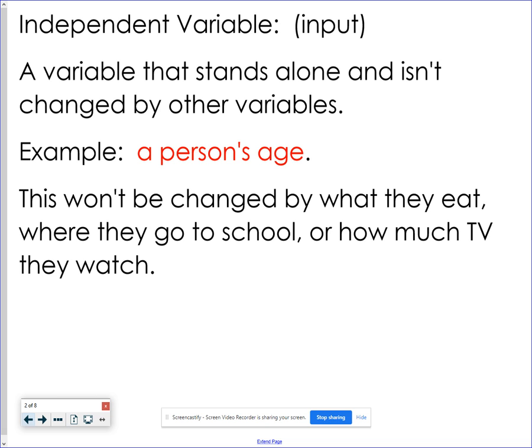Another example here, and again, it's sort of still about time, a person's age, right? A person's age is just their age, and it just keeps on going. It doesn't go backwards. It doesn't get changed by other stuff. So it won't be changed by what they eat, where they go to school, how much TV they watch. None of that stuff changes their age. Their age is the independent variable, but their age might affect other things.